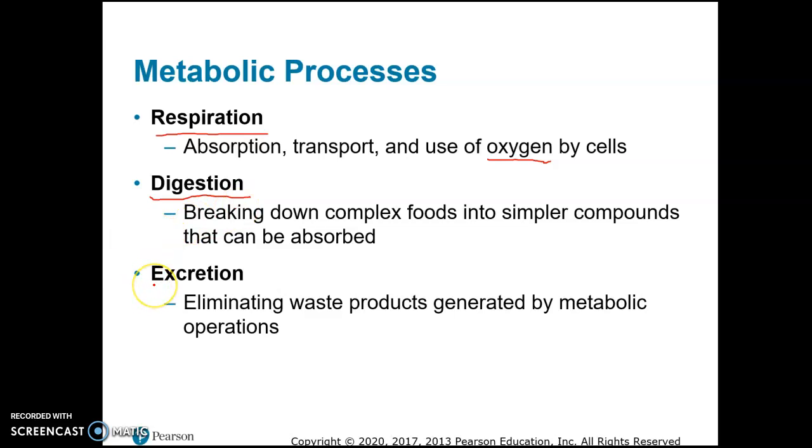Then we have excretion, which deals with waste products. So that can deal with sweat or urine. Or we normally think about the digestive system as eliminating solid waste, and then the excretory or urinary system as eliminating liquid waste.